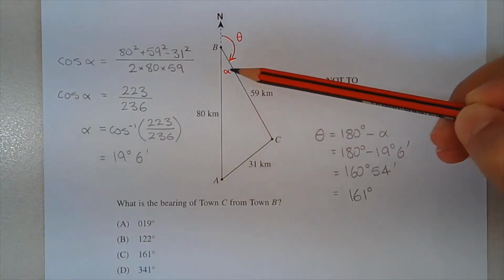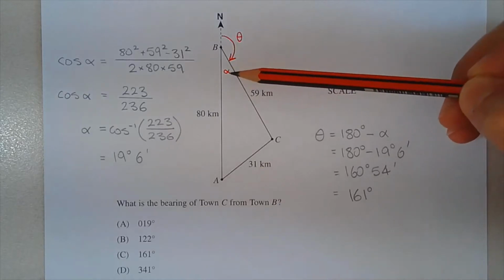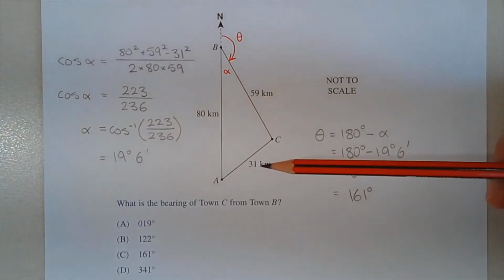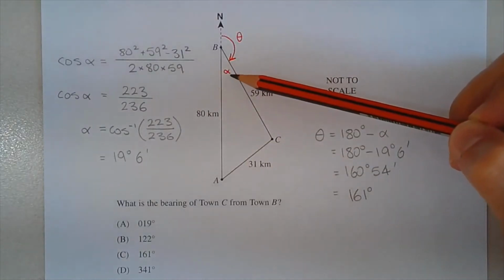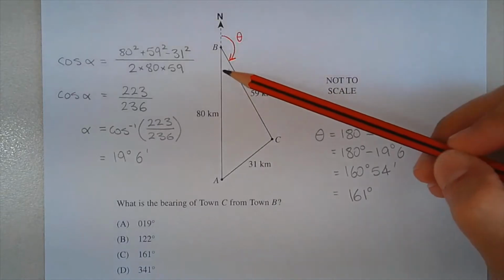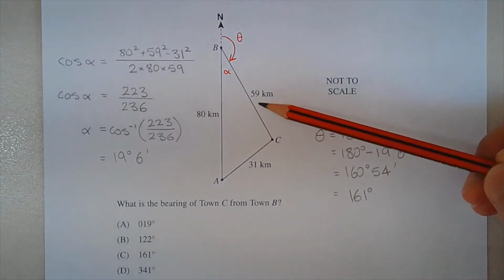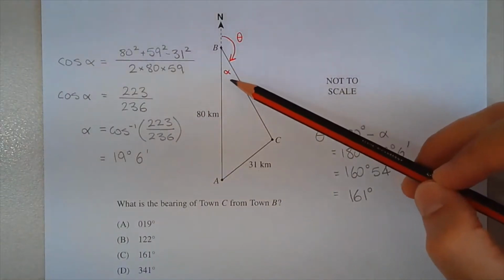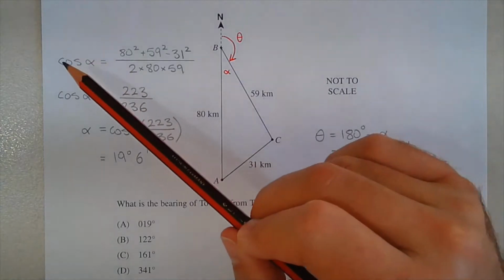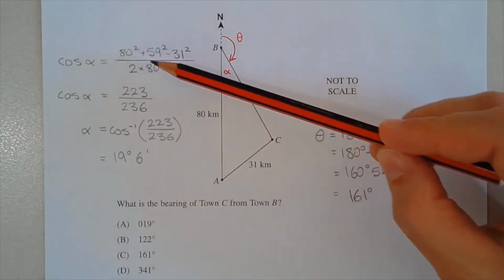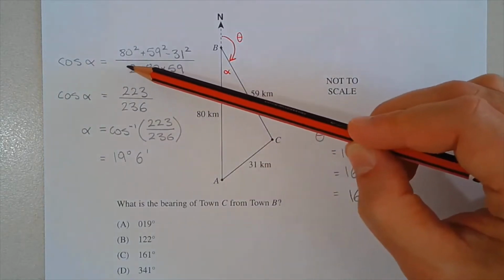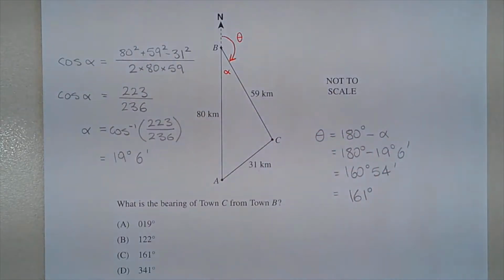And the best angle to find will be angle alpha, because alpha plus theta equal 180 degrees because they are angles on a line. They are supplementary. But to find angle alpha, we need to use the cosine rule because we have three known sides, but no known angle. So let's apply the cosine rule for angles to find the value of angle alpha. So cos of alpha is equal to 80 squared plus 59 squared minus 31 squared over 2 times 80 times 59. And that just comes from the cosine rule for angles, which you can find on your reference sheet.